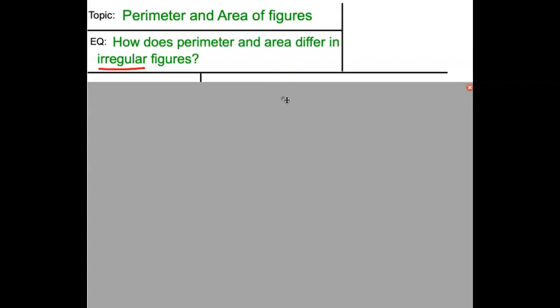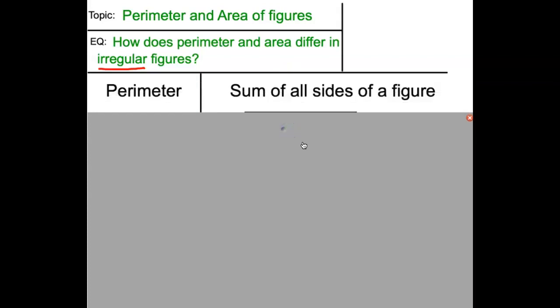All right, our first definition here is perimeter. I'm sure most of you remember this from elementary school. Perimeter is just the sum of all sides of a figure. It's like you're putting the fence around your yard. Don't forget, sum means addition. It just means you're going to add together all those sides of a figure. So let's look at a quick example of that.